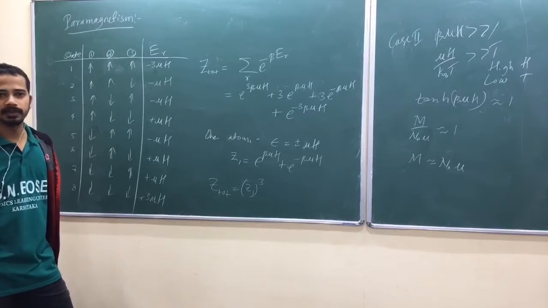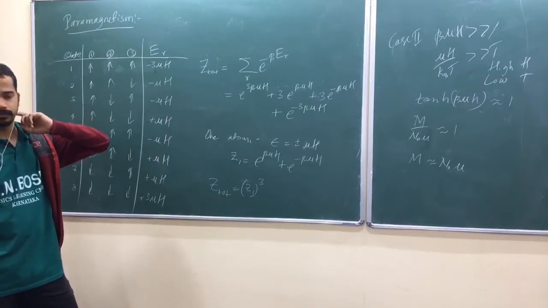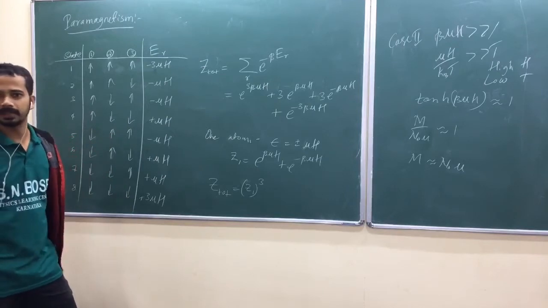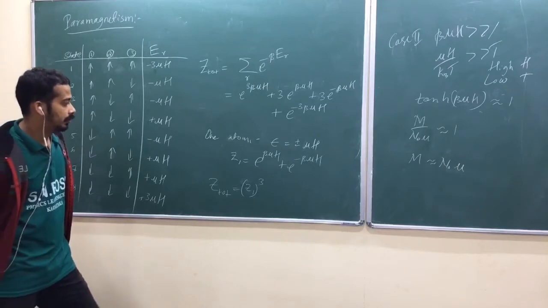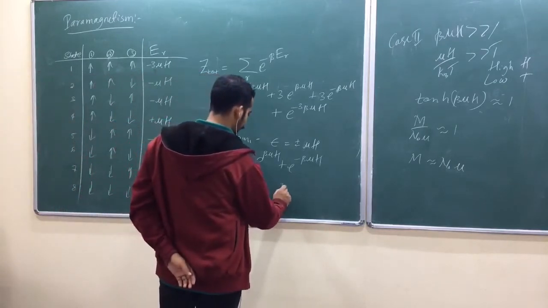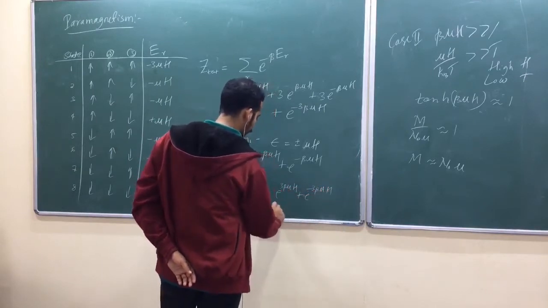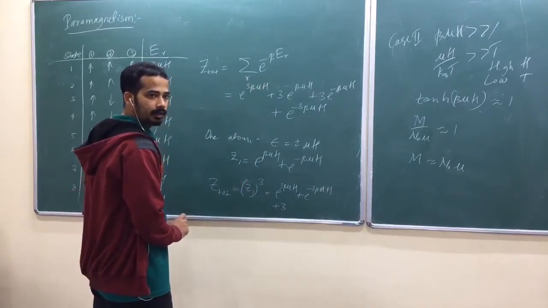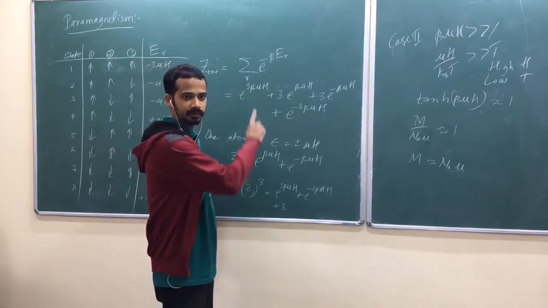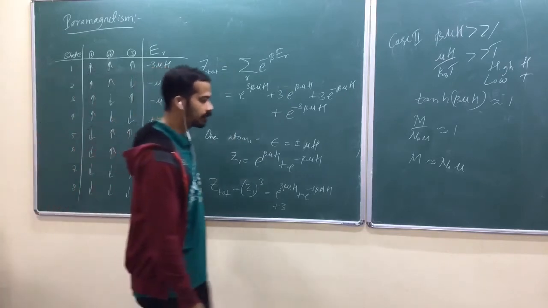No, A cube plus B cube plus 3A squared B, so will that happen? Will that happen? I am expecting that one. A cube, e raised to 3 beta mu h, plus e raised to minus 3 beta mu h, plus 3A squared B. Yeah, you'll get that. This is how it works. You can cross check that one.